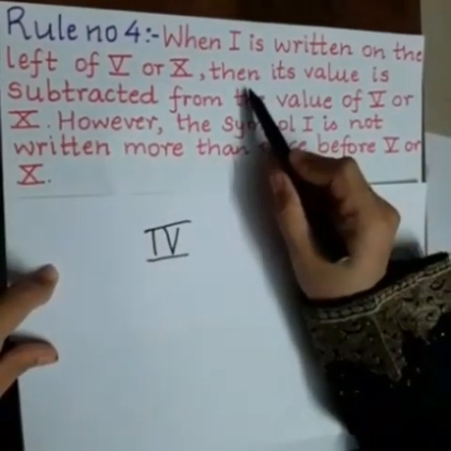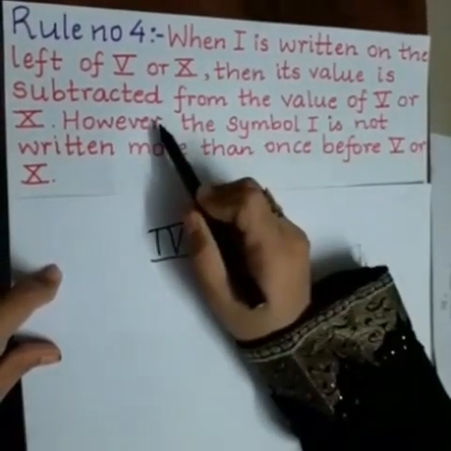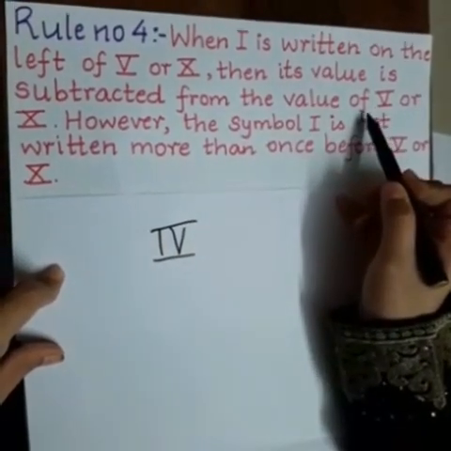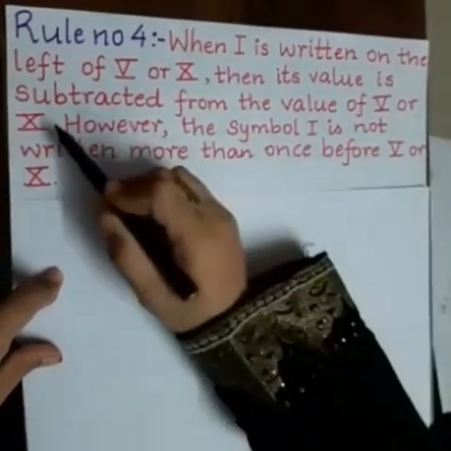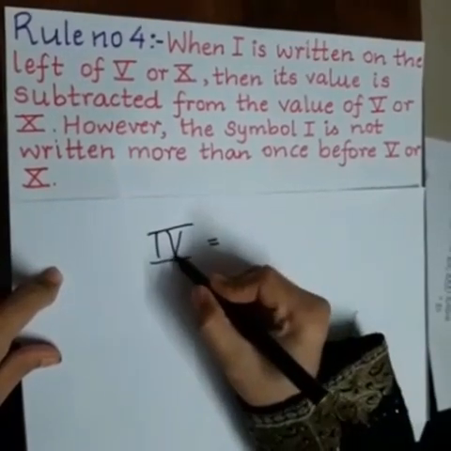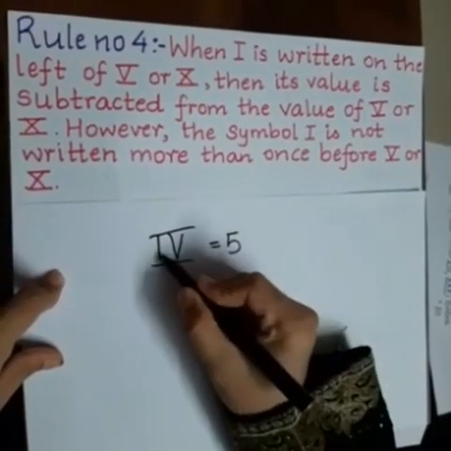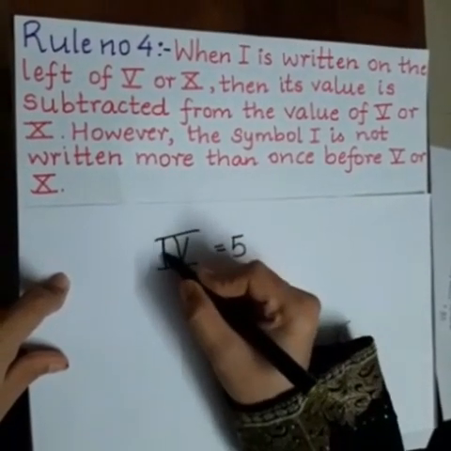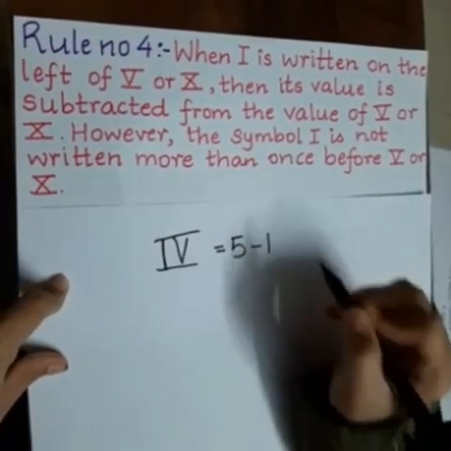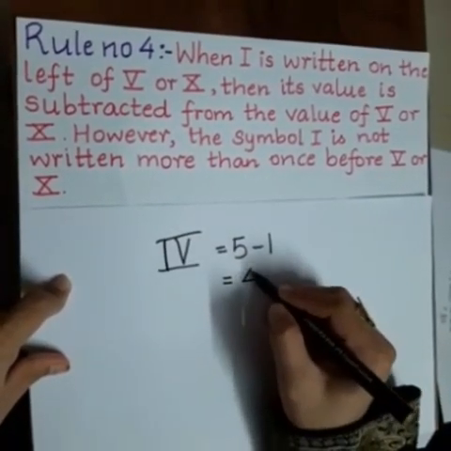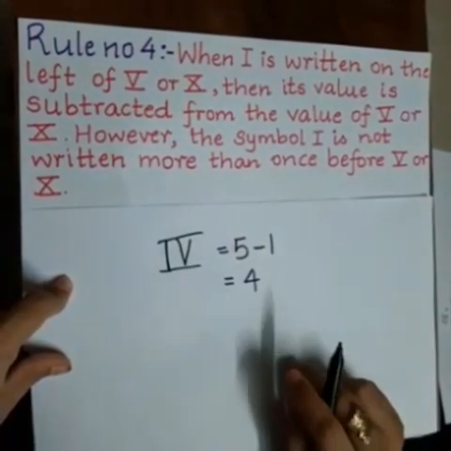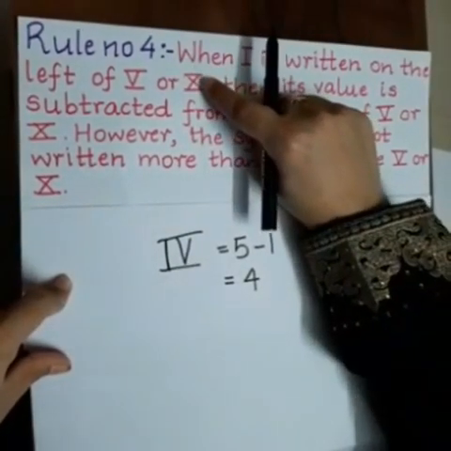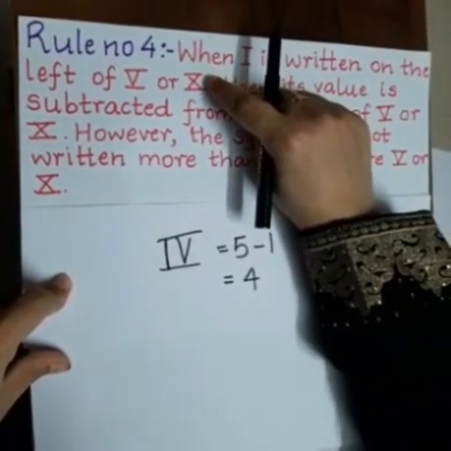So what is it telling? Its value is subtracted from the value of 5, or 10. Means the value of 5 is subtracted by that value. This value is subtracted, that is 5 minus 1. That becomes 4. Again, they have told us one more, for X, that is nothing but 10.